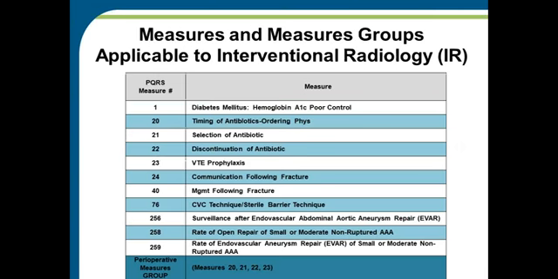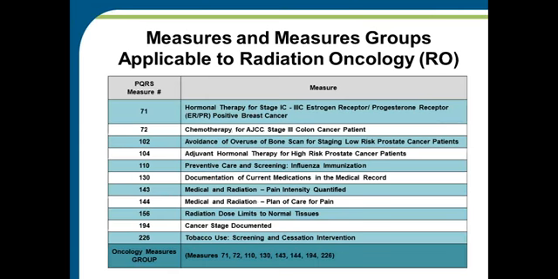Here's a list of measures potentially reportable by interventional radiologists. The measure noted at the bottom is a measures group, which includes 4 measures, and we'll cover shortly what a measures group is. This is the list of measures and the measure group applicable to radiation oncologists. And I forgot to mention initially that both the presentation itself, the slides, and the webinar will be available to you after today's presentation.